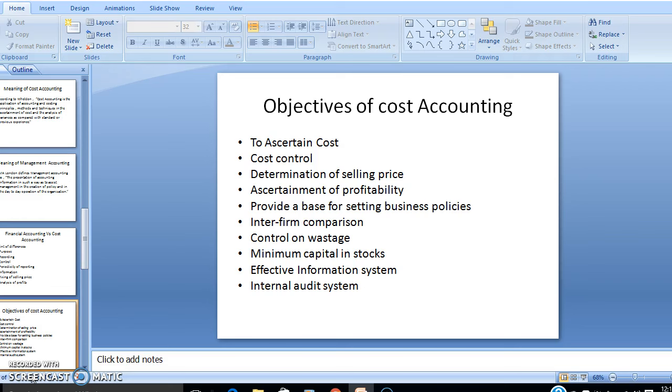The next objective is cost control. Cost control is reducing the cost of production by controlling the wastage of material, labor and other expenses.